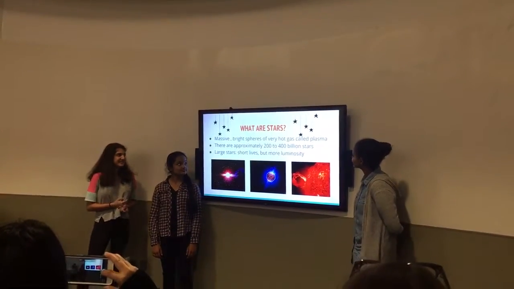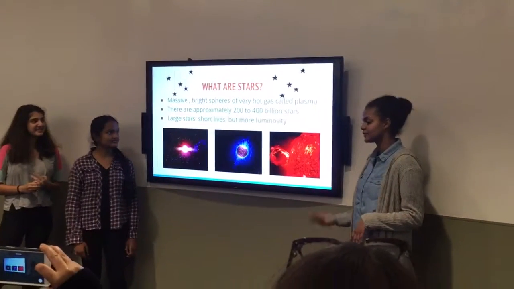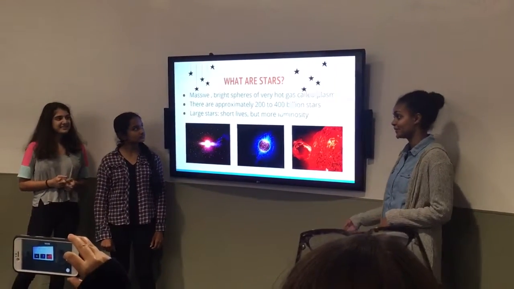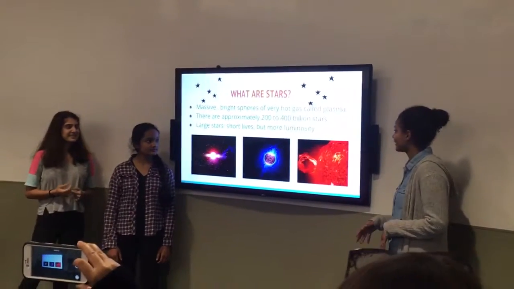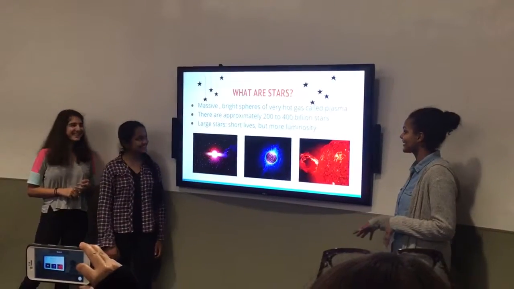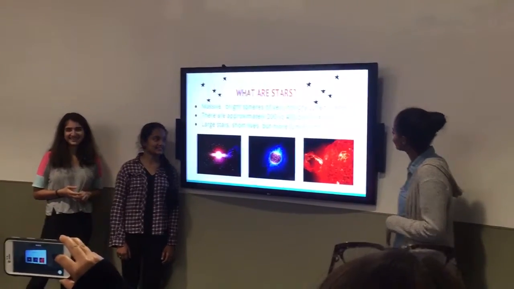So what are stars? Stars are big, bright spheres of plasma, and they're usually composed of hydrogen and helium. There are approximately 200 to 400 billion stars in the Milky Way galaxy alone, which is a lot. And there are like 1,000 other galaxies, so there's like 7 sextillion stars in the whole universe.